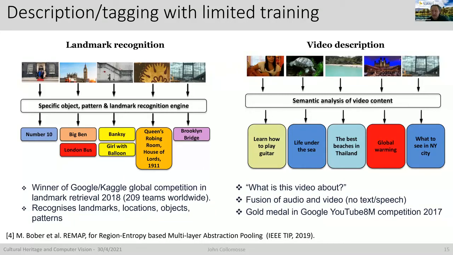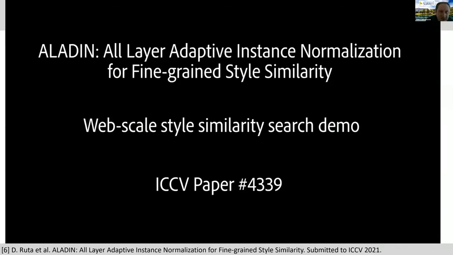We also did well in the Google YouTube 8 Million Challenge, where we won a gold medal for our video description technology, which takes in a video and then with very limited training data is able to describe what's going on in that video, which then would enable a text-based search on the video content.